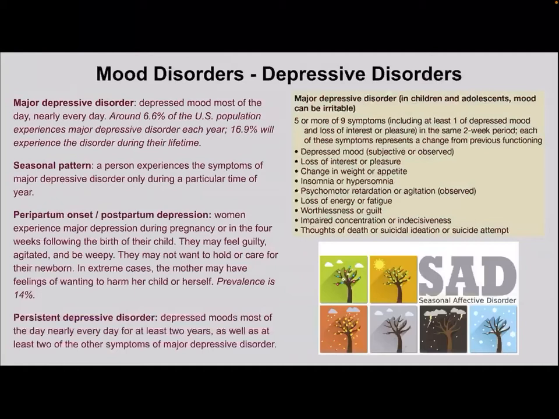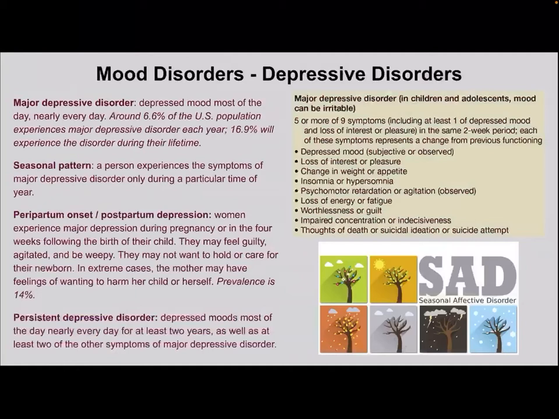Persistent depressive disorder. This one is depressed moods most of the day, nearly every day for at least 2 years. So this one lasts 2 whole years, as opposed to the major depressive disorder, which I believe is 2 weeks. So 2 weeks of depressive symptoms, more days than not, is a major depressive disorder, but at least 2 years would result in a diagnosis of persistent depressive disorder.